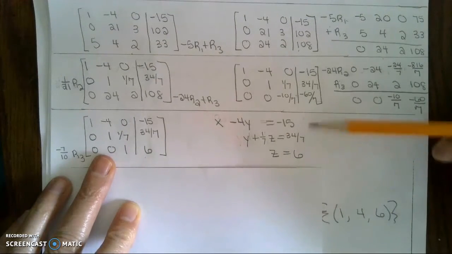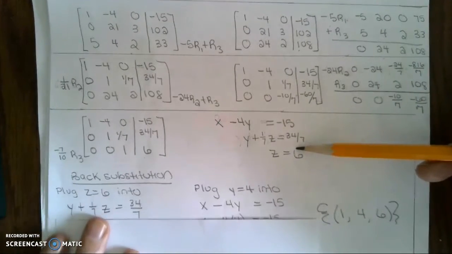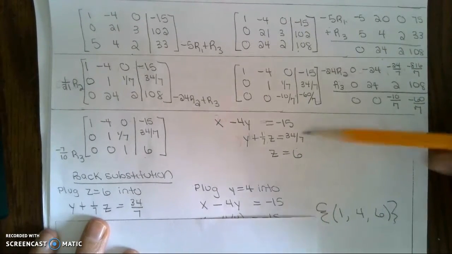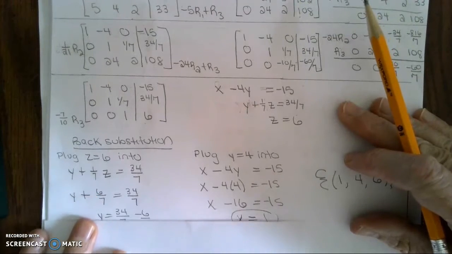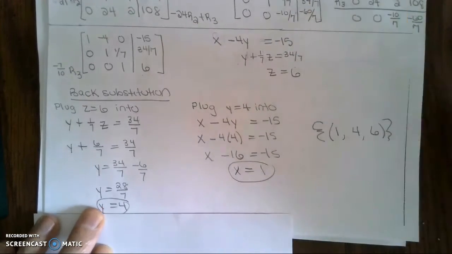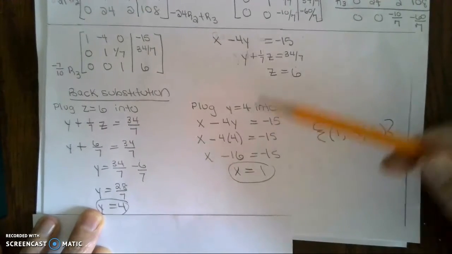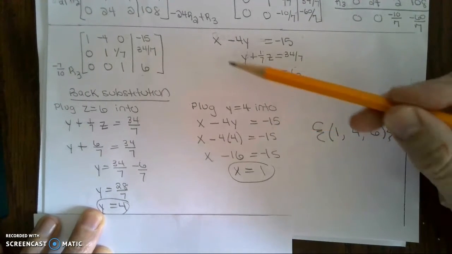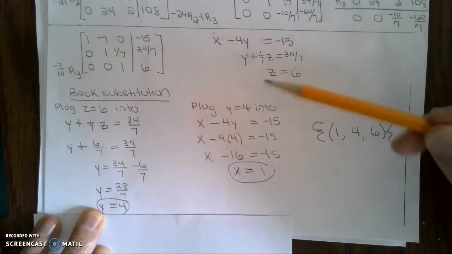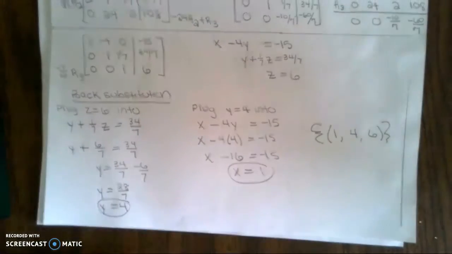Okay, so now I'm going to go ahead and solve for all of these. I have z. So now what I do is I plug z into this equation. And I get y to be 4. Okay, there's y. And then I plug 4 for y into the first equation, and I get 1. So my answer is 1, 4, and 6.